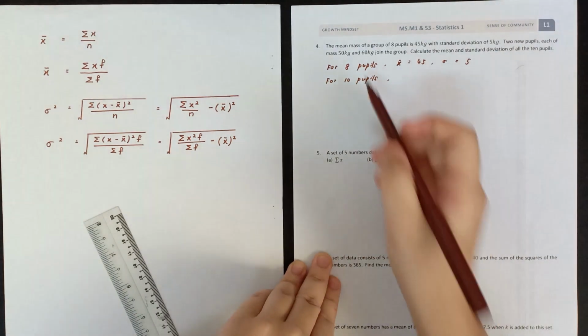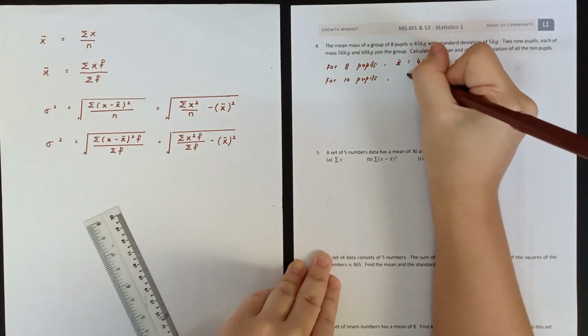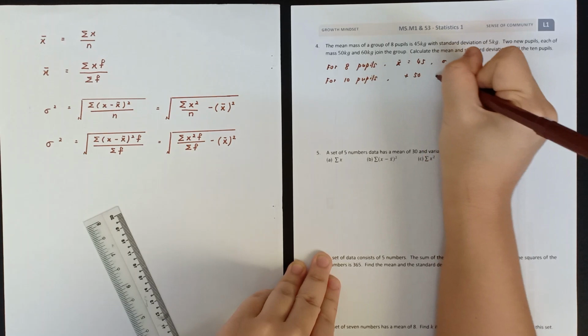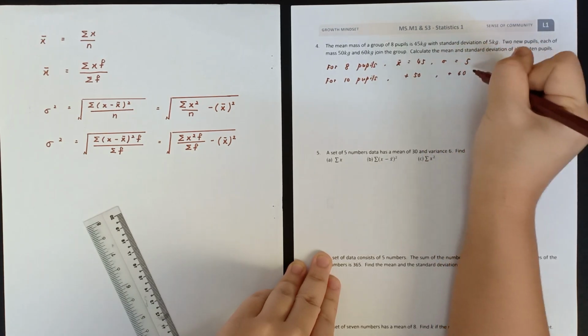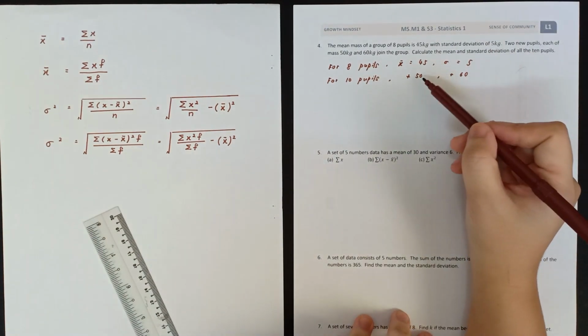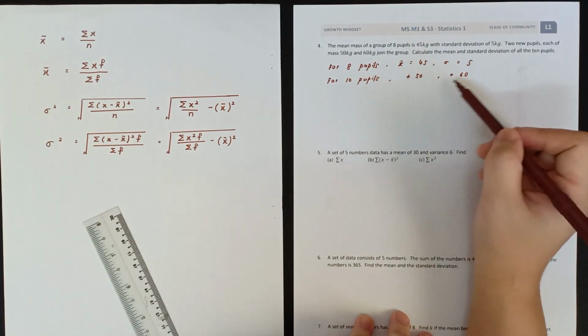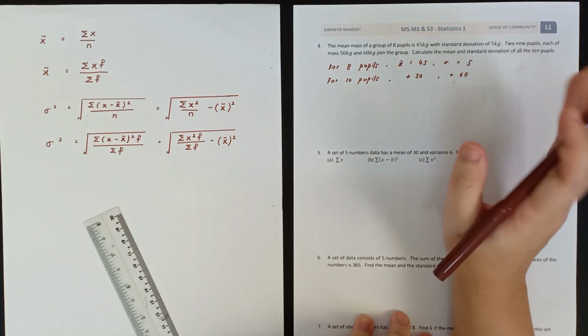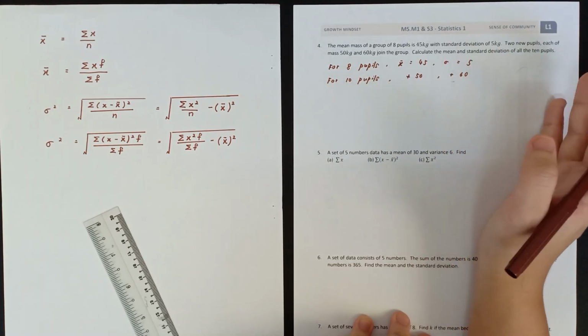What happened is you have 2 more students added, which is 50 and 60, then joining the group. Then what is your new mean and your standard deviation? Can you actually just add these two together and divide by 2? Okay, so you must make sure that you cannot do that.